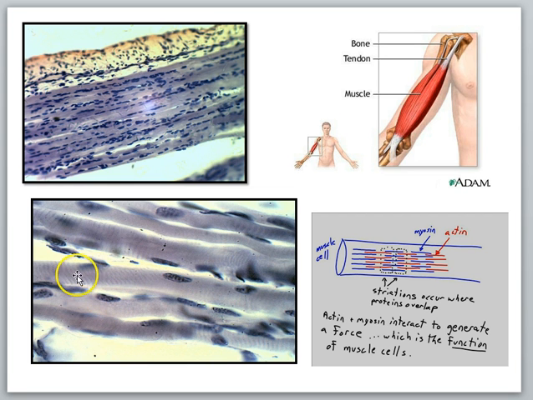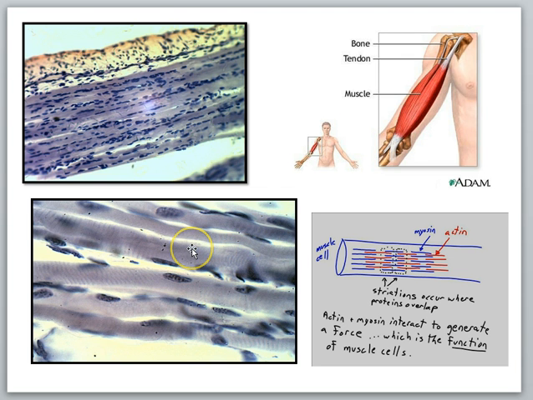Now inside these long muscle cells are the proteins actin and myosin. And the way those proteins interact, they can generate a force. Now the force that is generated by the proteins is going to shorten the entire muscle cell. So when each of these muscle cells contracts, what's happening is it will shorten its length.